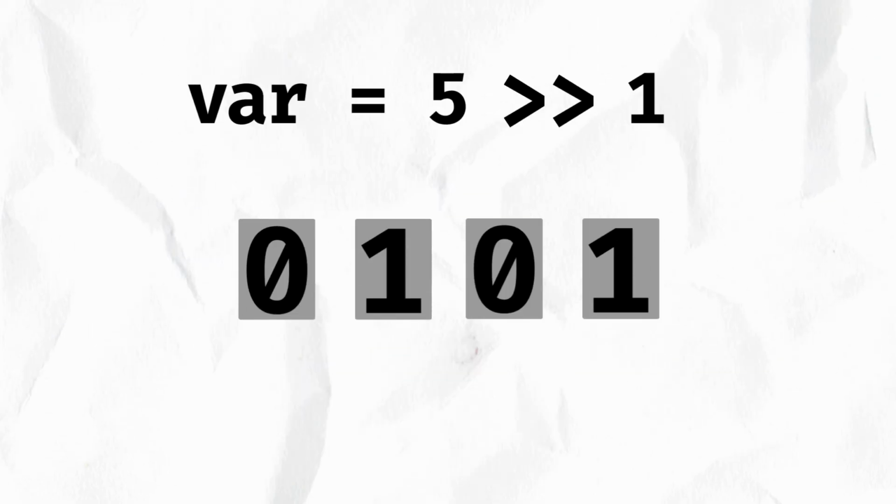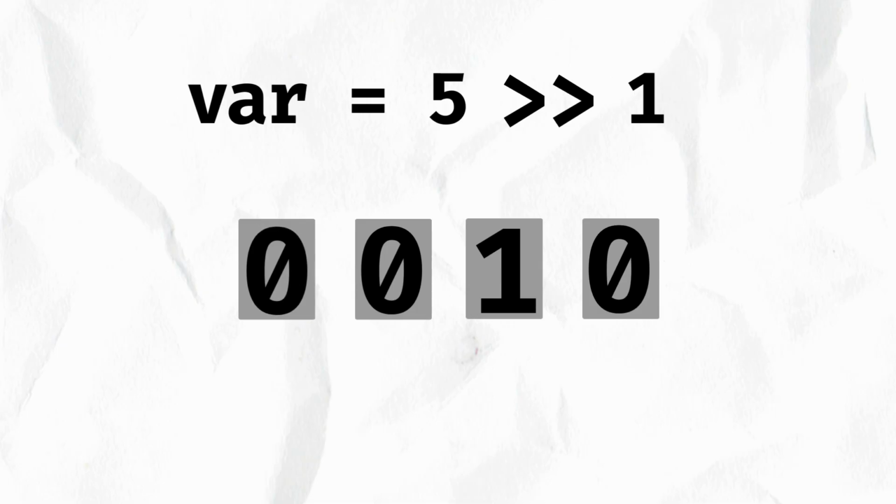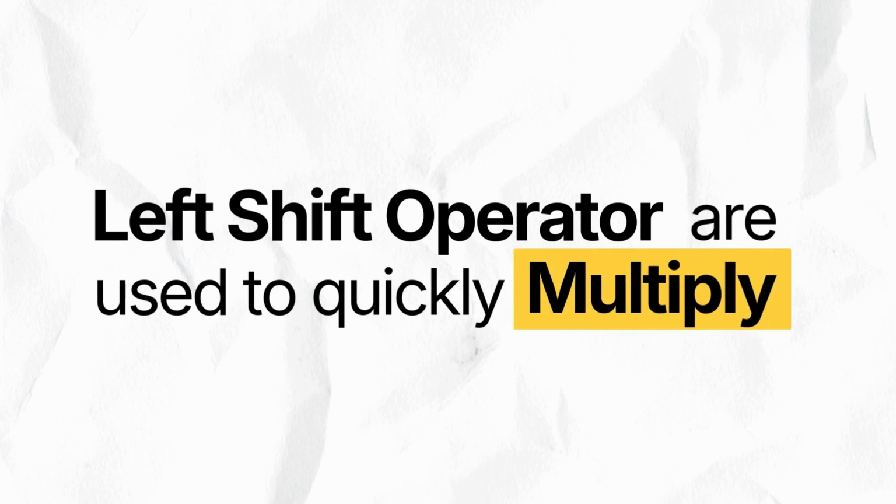If we are aiming to right shift a 5, the binary of 5 is 0101. Then we do a right shift. The result is 0010, which is 2 in denary. Left shift operators are used to quickly multiply a number by multiples of 2.